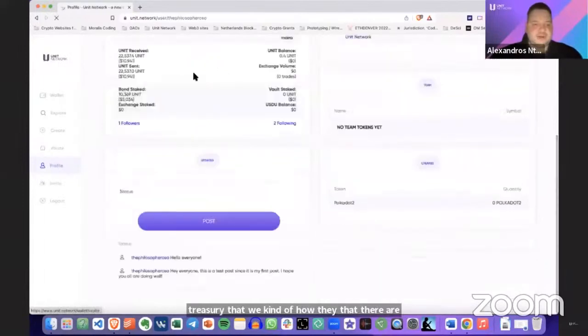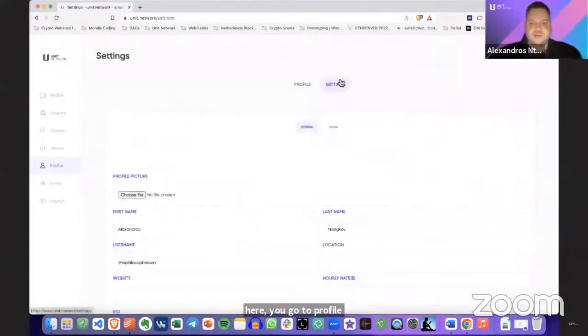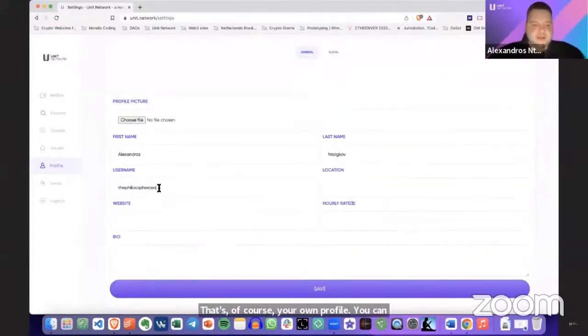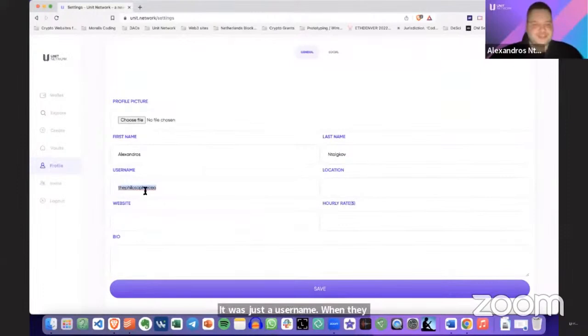Here you go to profile. That's, of course, your own profile. You can also go to settings, and instead of philosopher CEO, I can write something else. It was just a username when I was asked, so I added the first thing that came to my mind. Then I regretted it because I hope I can still change it at some point.